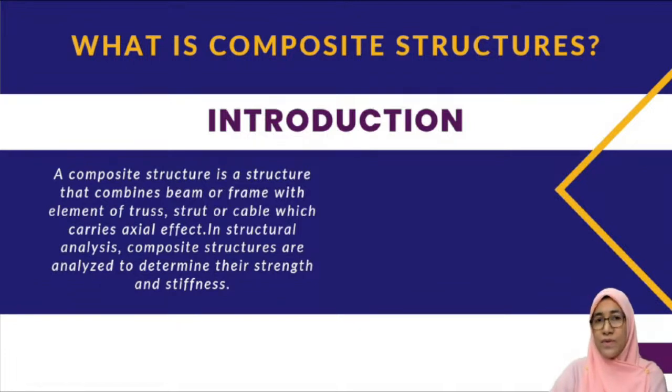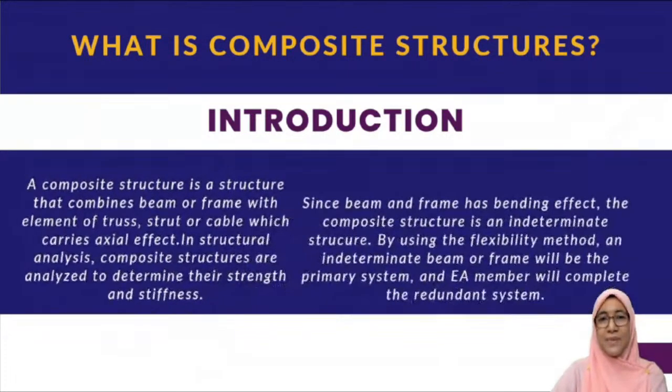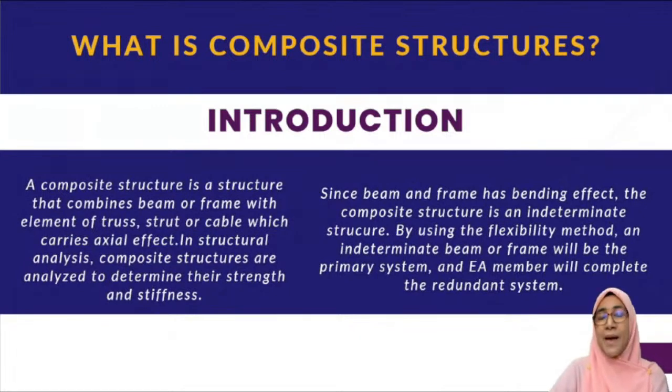An element of truss can be a strut or a cable which carries axial effect. In structural analysis, composite structures are analyzed to determine their strength and stiffness. Okay, since beam and frame has bending effect, bending effect actually refers to EI, the flexural rigidity. The composite structure is an indeterminate structure.